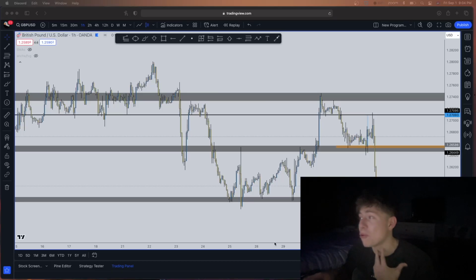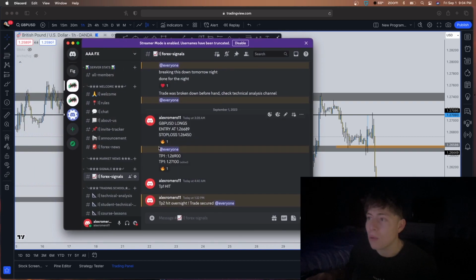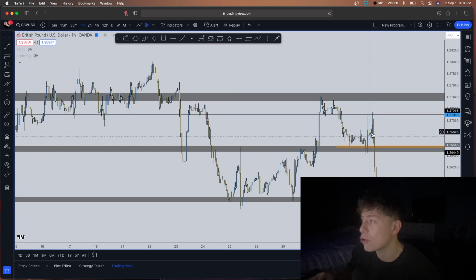It's the end of the week, and I'm going to be going over a GBPUSD trade I took and won to close out the week on Thursday night, or Friday technically. I called this trade out to everybody in the Discord, right? GBPUSD hit every single TP before completely reversing over here.